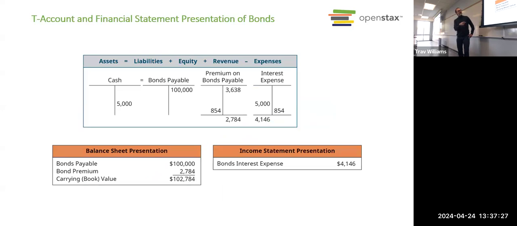So now this is taking the end of the first year's premium that was still remaining minus the new amortization, and we get a new ending premium amount. We're taking our same $5,000 interest payment minus that new amortization amount to get a new interest expense. So it just keeps changing every year.